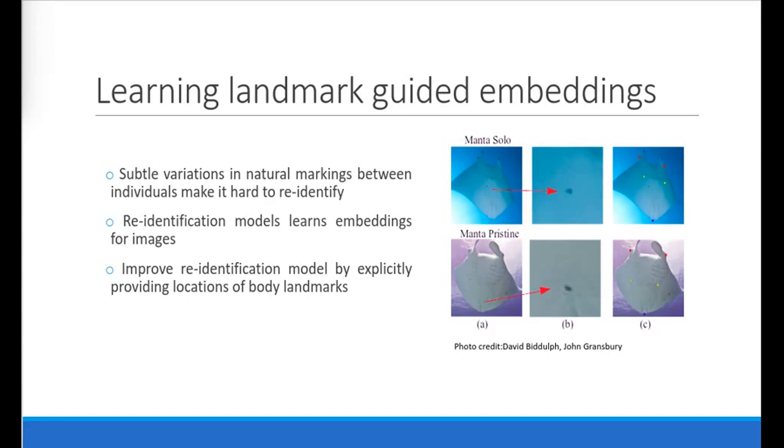We propose to improve embedding learning for animal identification by explicitly adding locations of body landmarks to the model input. The new model will receive information about the position of distinctive features with respect to the body.